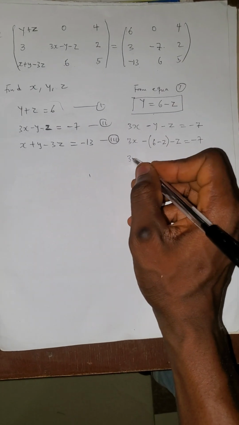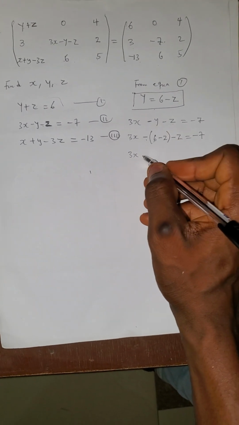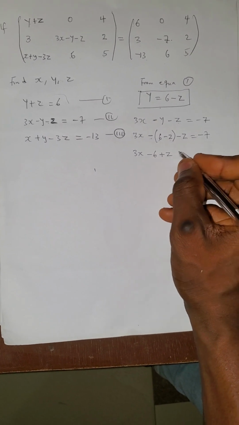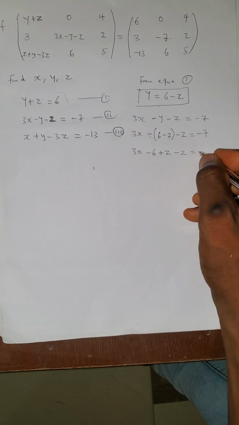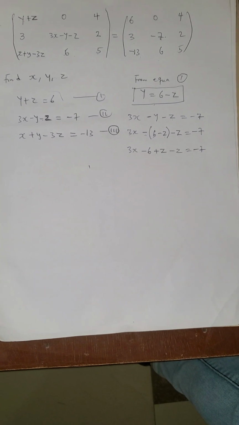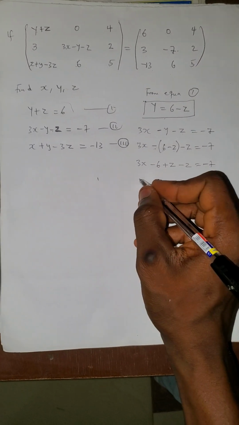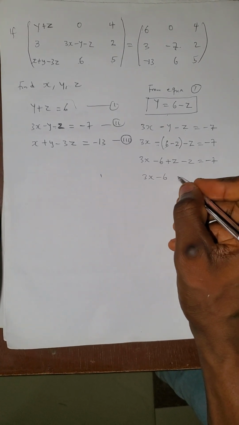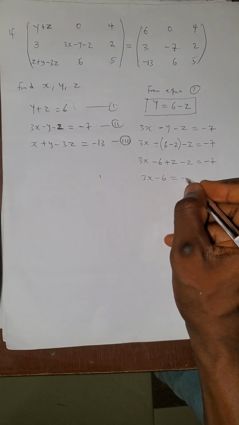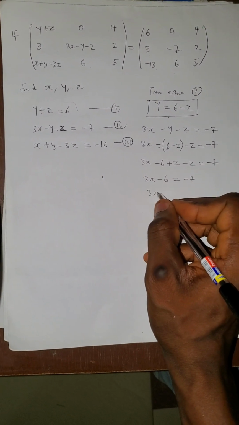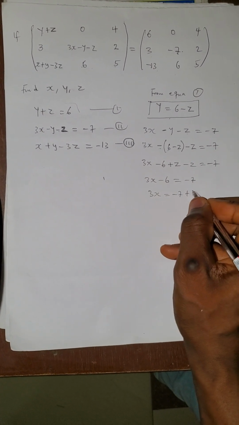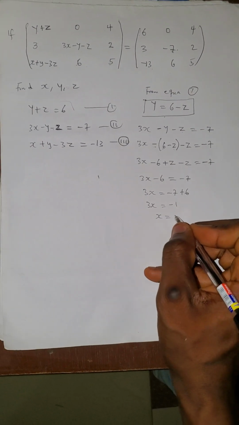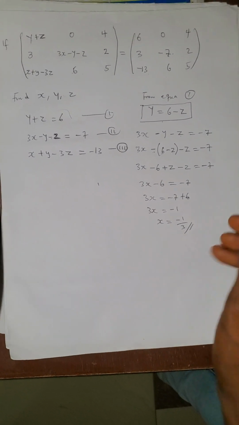Then we have 3x, open this bracket, minus times 6 will be minus 6. Minus times minus z will be plus z. Then we have minus z here equals minus 7. Then from here we can say 3x minus 6, plus z will cancel minus z. So that one is cancelled. We have minus 7. So 3x will now be minus 7 plus 6. So 3x is minus 1. So x will be minus 1 over 3.